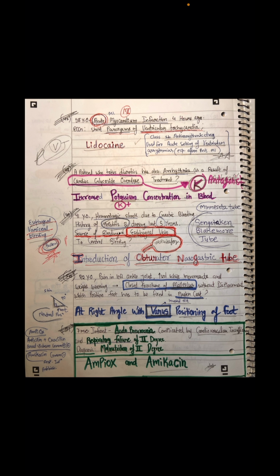Next patient is about cardiac glycoside overdose. A patient who takes a diuretic has arrhythmia as a result of cardiac glycoside overdose. Sir, what is the treatment for cardiac glycoside overdose? Remember that potassium is the antagonist for cardiac glycoside overdose. So if you increase the potassium concentration in the blood, the effect of the cardiac glycoside overdose is going to normalize in the patient.